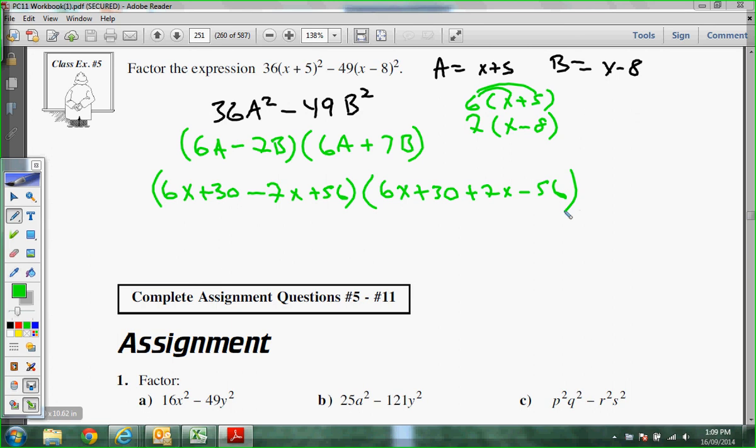Now let's combine like terms and finish this off here. 6x minus 7x is negative x. 30 plus 56 is 86. 6x plus 7x is 13x. 30 minus 56 is negative 26. Could take a 2 out there probably, but I will leave it right there. Yeah, that'll work.